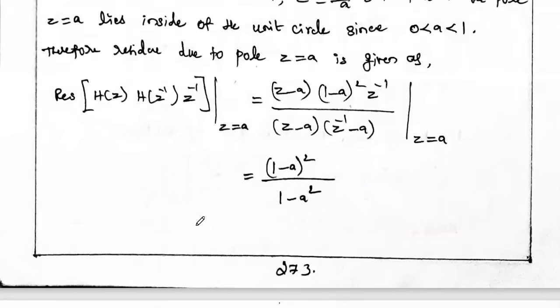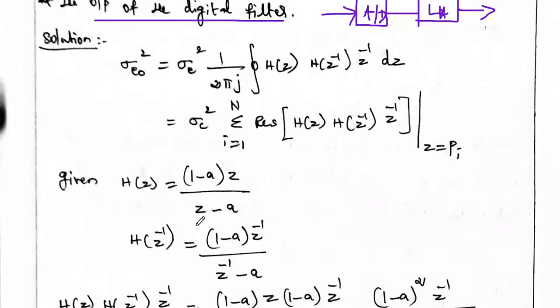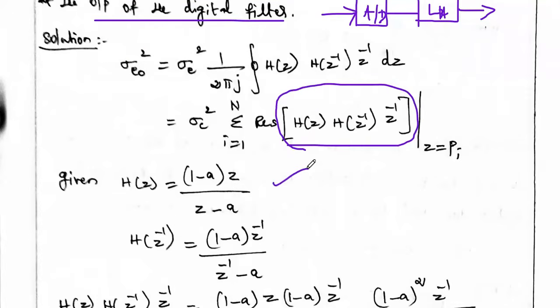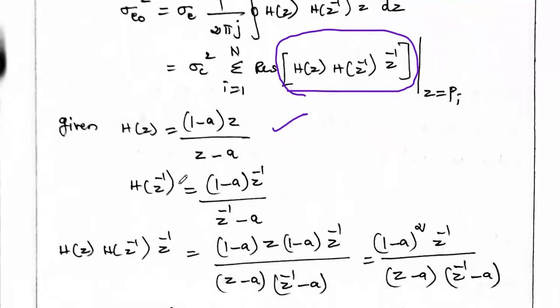Then after calculating sigma E squared, we have to find this residue. In order to find the residue, first we have to find the answer for the transfer function H of z inverse into z inverse. Here in our problem, H of z is given. The system function or transfer function is H of z equal to 1 minus a z divided by z minus a. So you take this H of z, then H of z inverse we have to find.